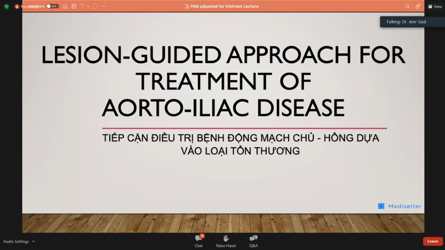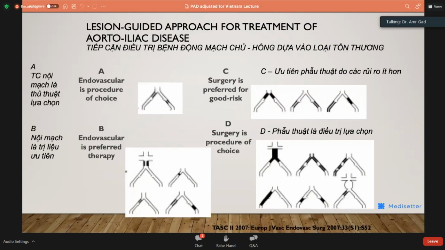Now, we will come to the lesion-guided approach, meaning the approach according to the anatomical lesion, which is not applicable so much now, but let us see. Here is the area of the aorta and iliacs. It is graded into four parts according to the site and the extent of the lesions. These two, A and B, are indicated for endovascular intervention.